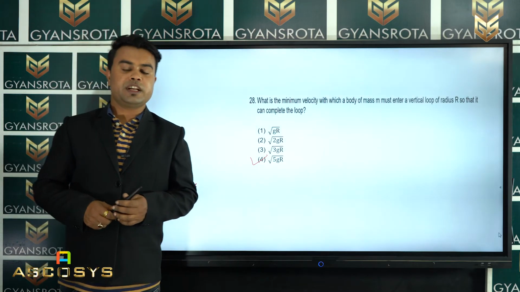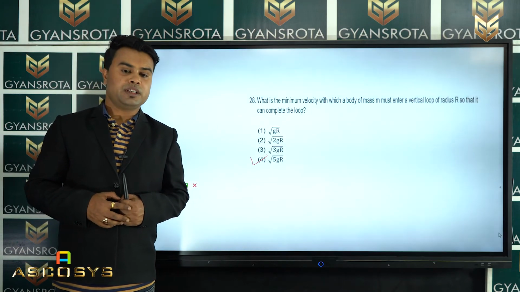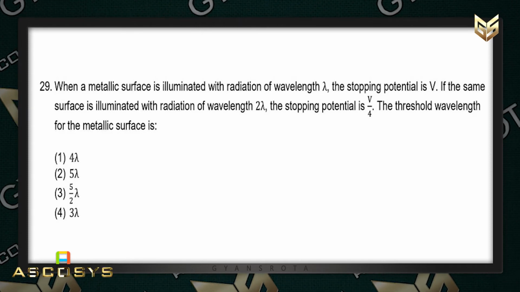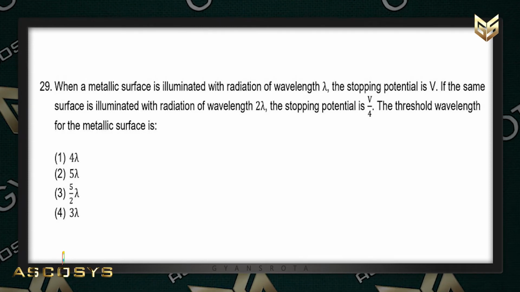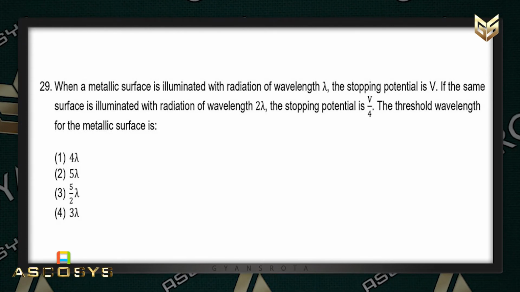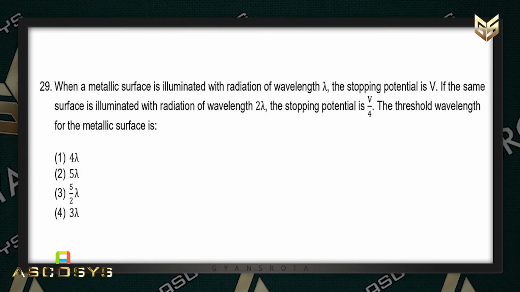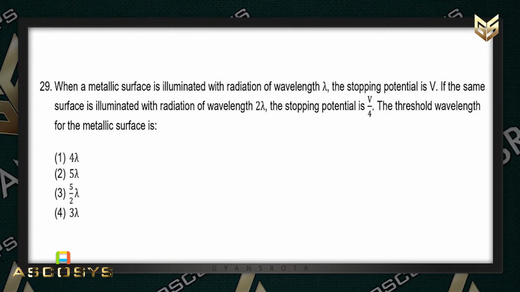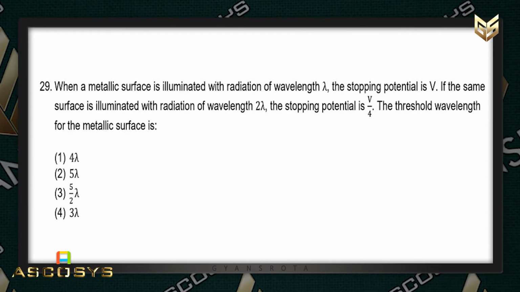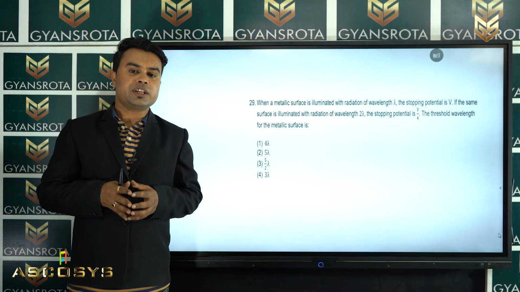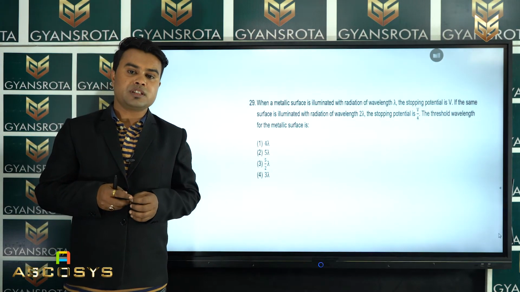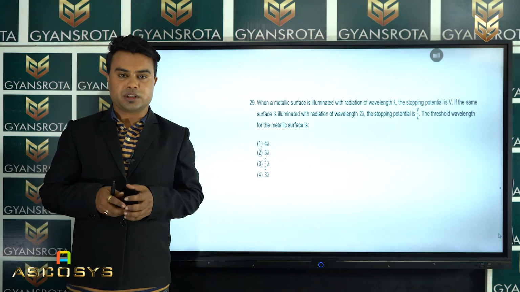Now let us move to the next question, that is question number 29. When a metal surface is illuminated with radiation of wavelength lambda, the stopping potential is V. If the same surface is illuminated with radiation of wavelength twice lambda, the stopping potential is V by 4. The threshold wavelength for the metallic surface is? This question came from the chapter dual nature of radiation and matter, where you have to use the concept of Einstein's photoelectric equation, right?